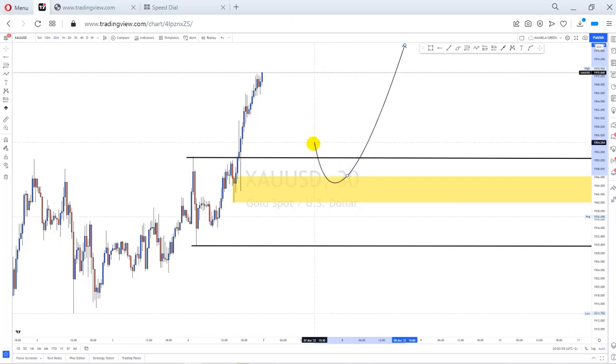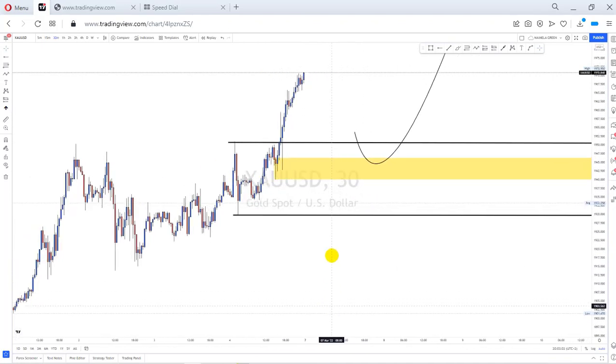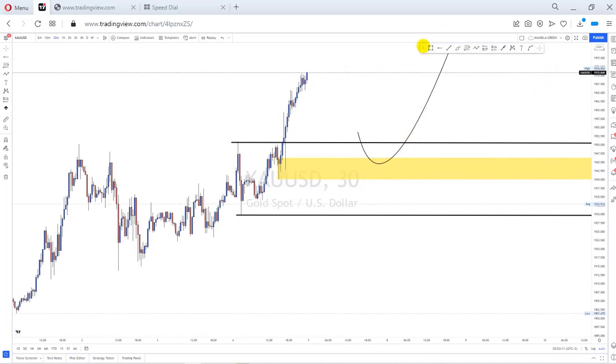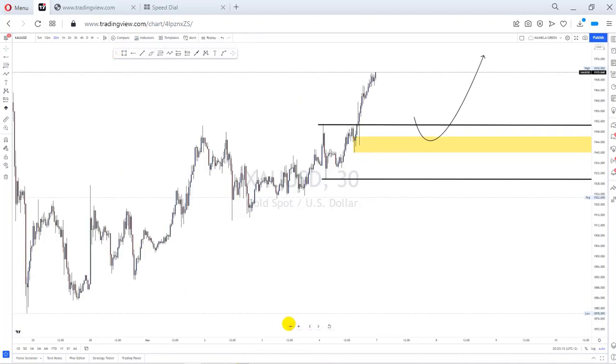So we're just going to wait for the market to come here, and then wait for them to give you a confirmation and rejection movement. Then you can buy gold from this point. So this is my analysis on gold. This is what I'm anticipating will happen.